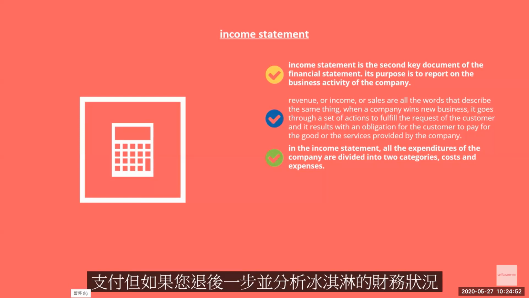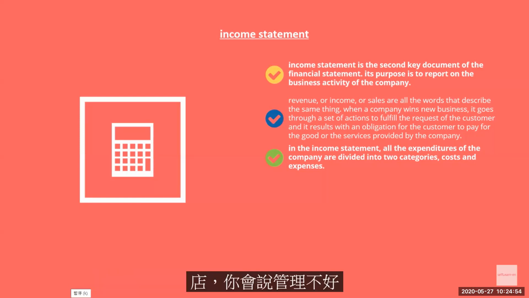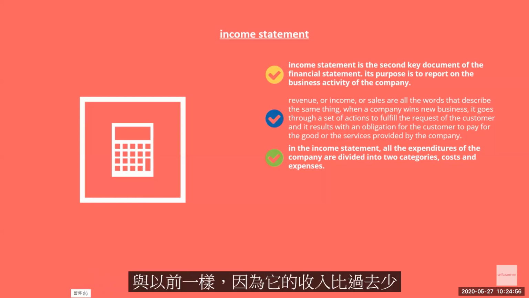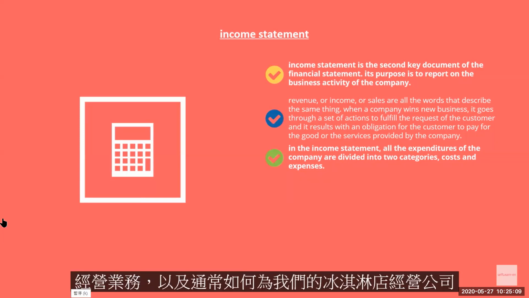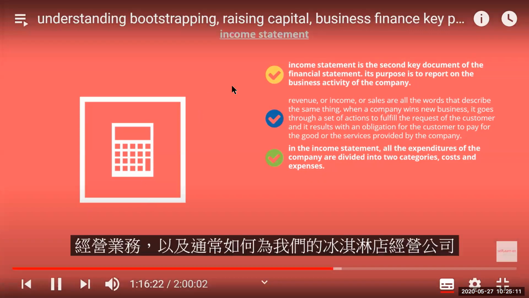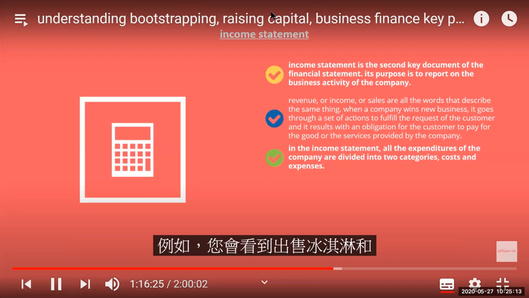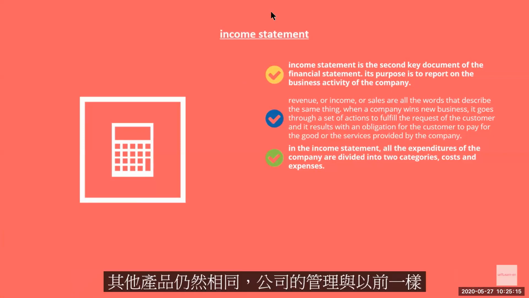But if you step back and analyze the financial health of the ice cream shop, would you say it's not as well managed a company as before because it's making less money than in the past? With no visibility on the details of why it is making less money, you could be tempted to just conclude that. The income statement therefore has a category for product-related costs, so that you can make the difference between how the business is run and how the company in general is run. For our ice cream shop example, you would therefore see that the money made from selling ice creams and other products is still the same, and the company is as well managed as it was in the past.